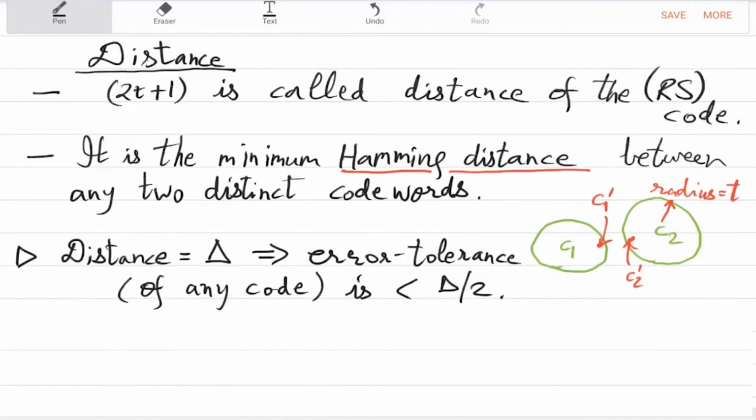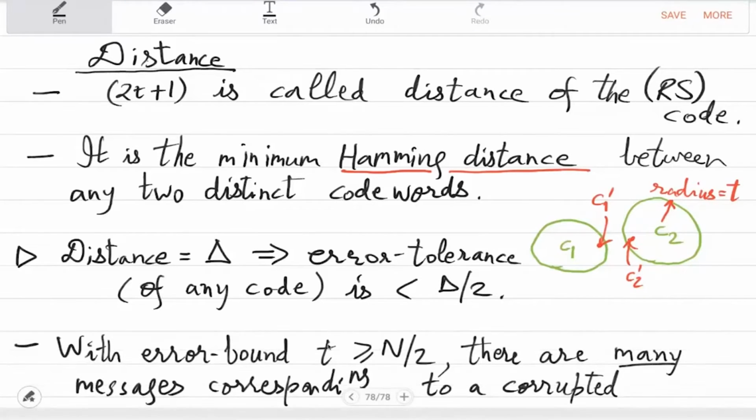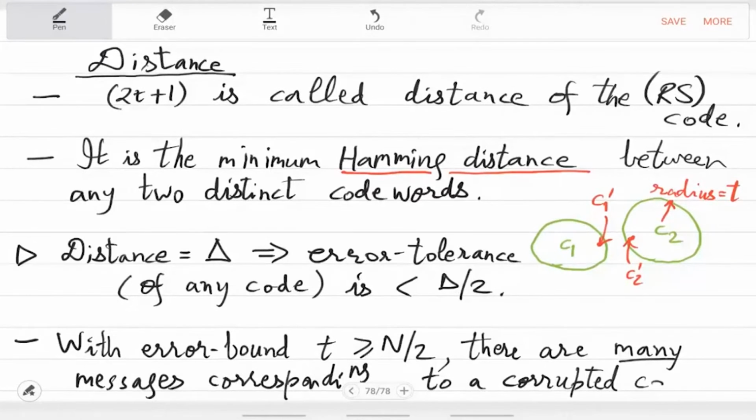Okay. So in particular, what it means is, with the error bound, if there are half or more errors, the problem that happens in decoding is that there is more than one possible code word, and hence more than one message, corresponding to what Bob received. There are many messages corresponding to a corrupted code word. So there are two things now. We basically want to cross this barrier of n by 2. So what if the channel makes corruption more than 50%? Theoretically, then it is impossible to find the message.